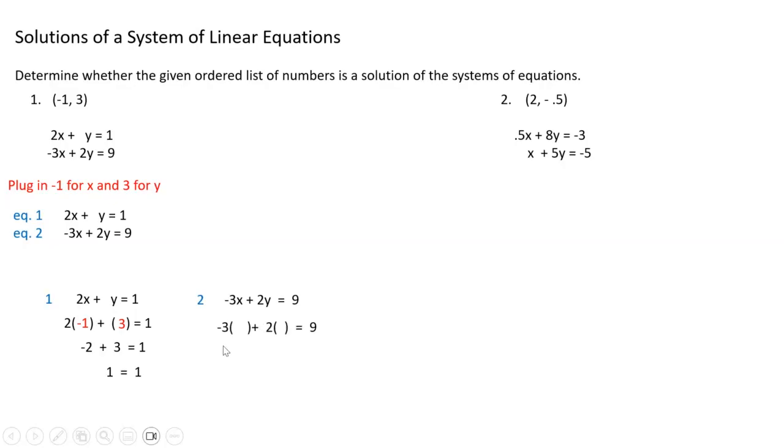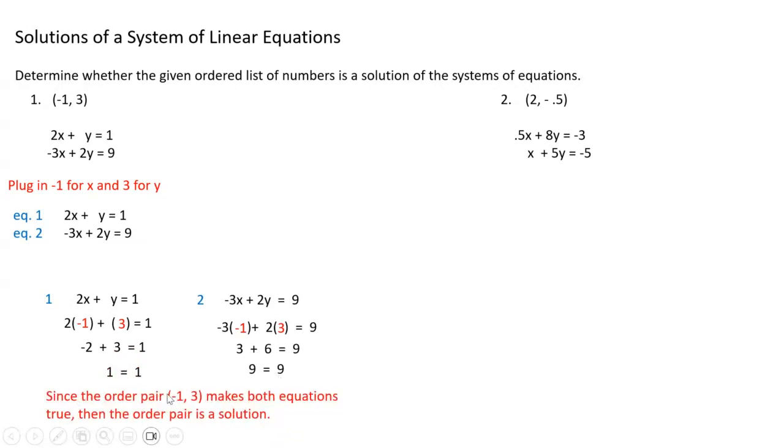Again, we're going to plug in -1 for x and 3 for y. If you notice, this gives us 9 equals 9, so this is true, which means since the ordered pair -1, 3 makes both equations true, then the ordered pair is a solution. Now we repeat the process for number 2, but we have different equations and a different ordered pair of numbers.